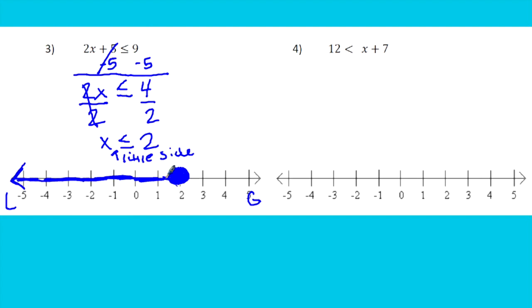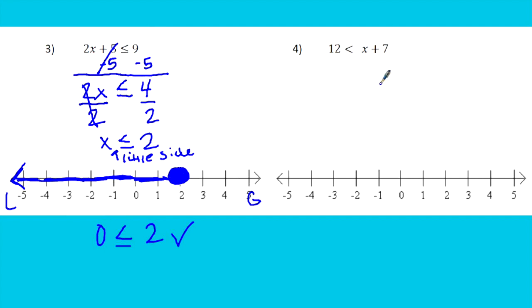And then if we go ahead and check any of these numbers, I'm going to use 0 here. 0 less than or equal to 2. Yes, that's true. 0 is less than 2. So this is a true statement, and we shaded correctly. You should go ahead and try number 4 on your own. You can pause the video and then check when you're done.